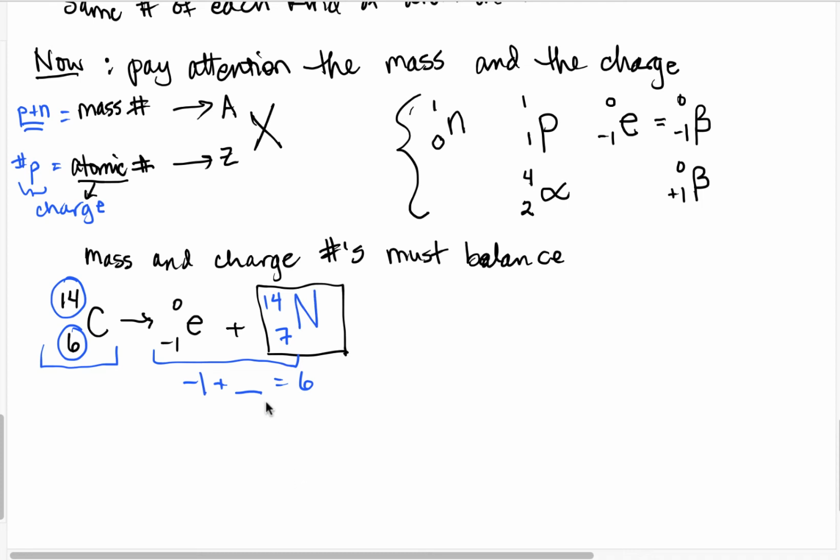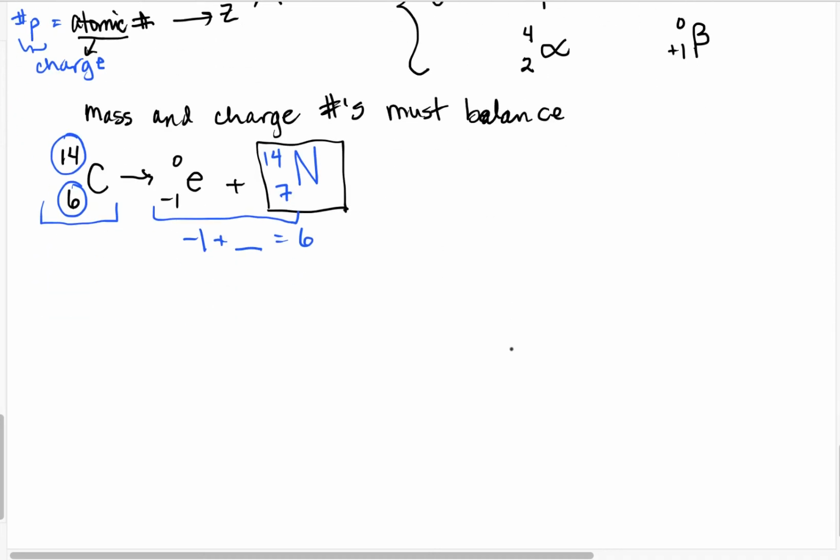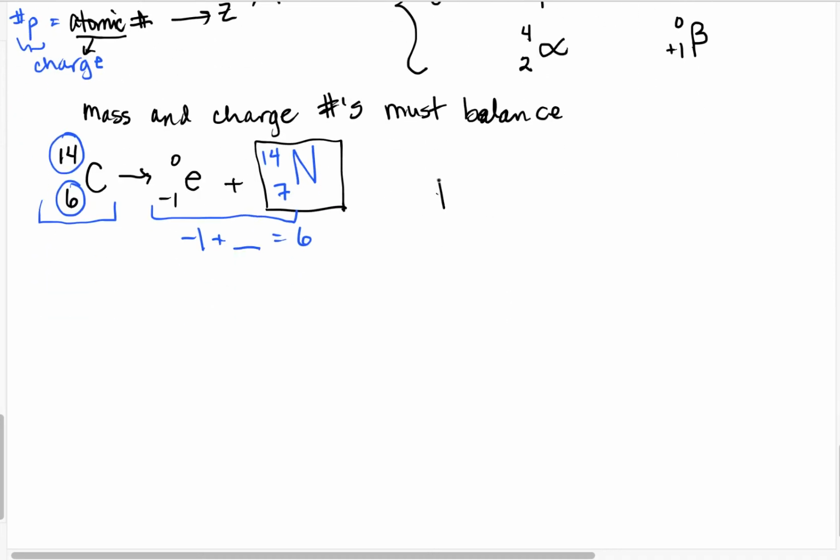So you can identify which element you need to put in your balanced nuclear equation by just making sure that your mass numbers and your charge numbers balance out. We have a couple of different ways that radioactive elements can decay. So we just saw beta emission, and beta emission gives off an electron.